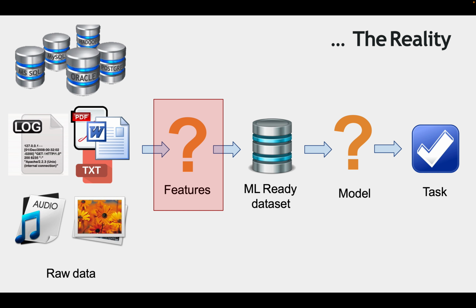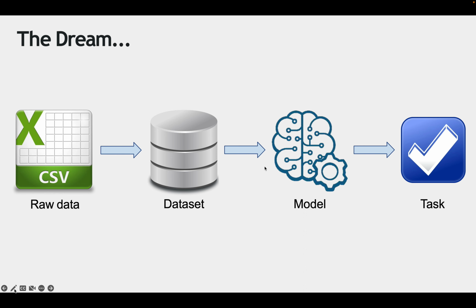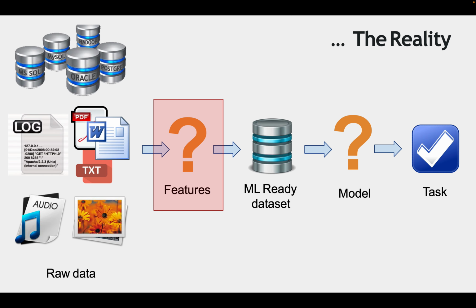The reality: from logs and text you extract features, get an ML-ready data set. You have to select a model, train it, and the task is done. Raw data also includes audio, video, pictures, everything. You extract features from them and then your ML data set will be ready. Unlike the dream where you give raw data and the machine understands everything by itself.